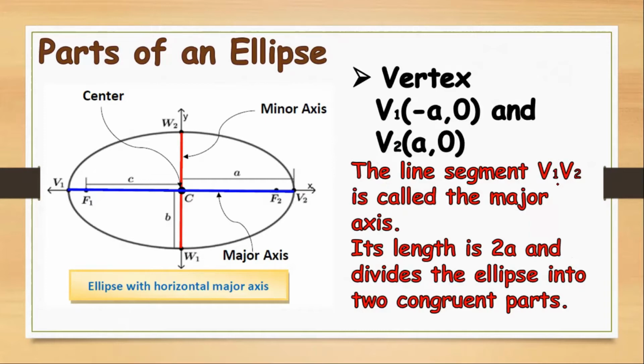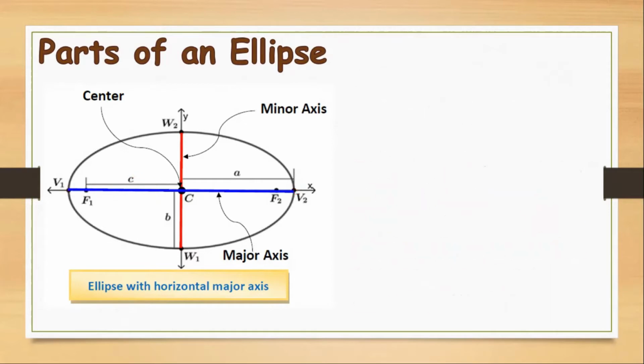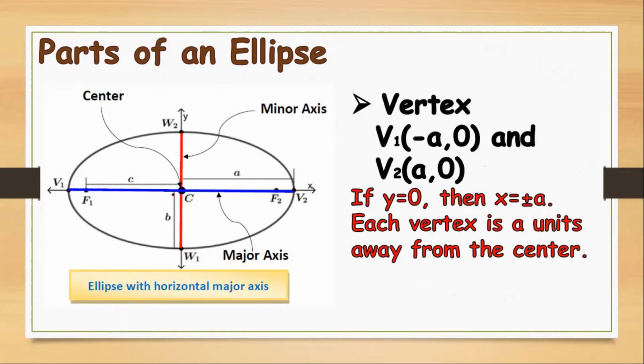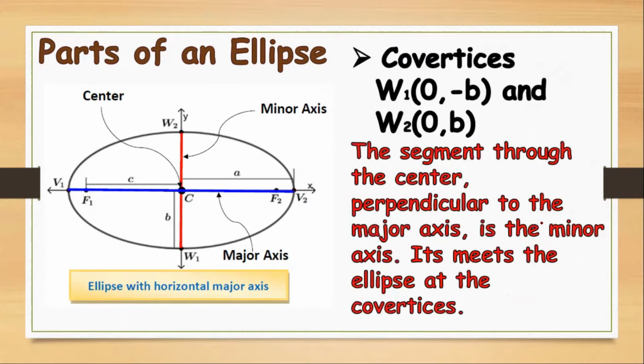And also, the line segment V sub 1 V sub 2, from here to here, is called the major axis, and its length is always equal to 2a. And it divides the ellipse into two congruent parts. And also, if y equals 0, then x equals plus a or minus a. And each vertex is a units away from the center.